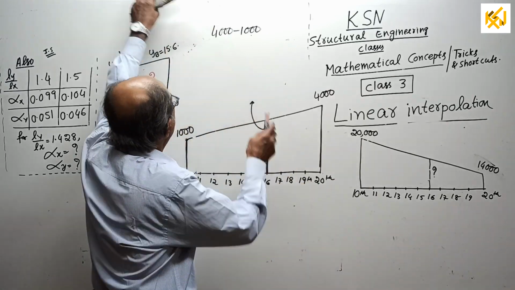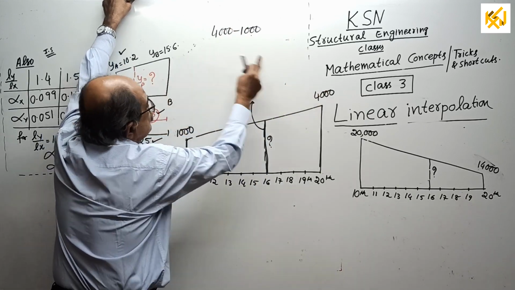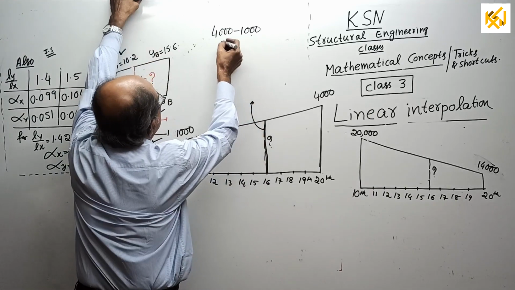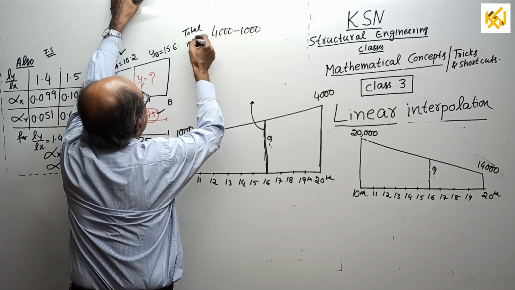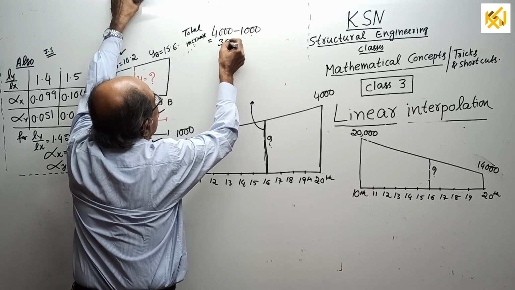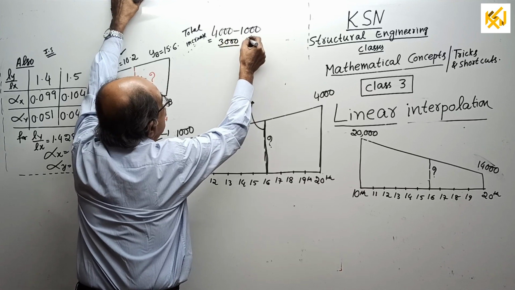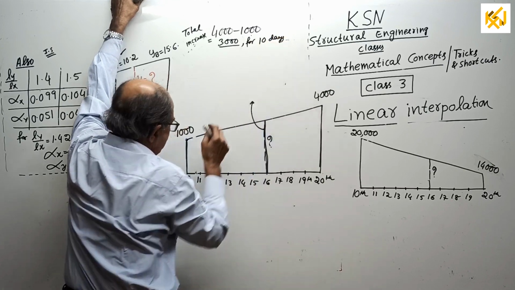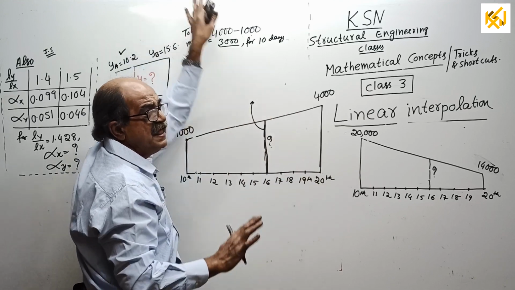So write there: 1,000 increased to 4,000. So 4,000 minus 1,000 is the total increase. I will write here: total increase equal to 3,000. That is for 10 days. See, first increase, second, third, you count it here, 10 days.